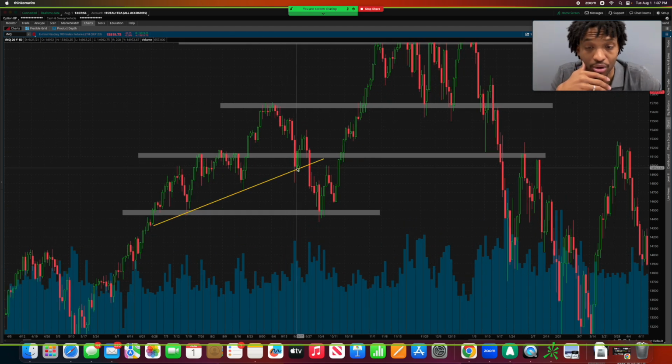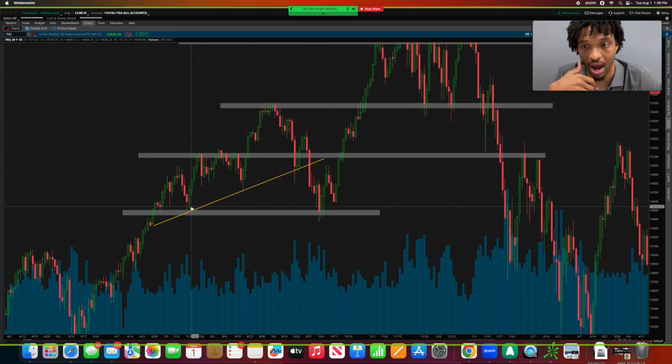Right, we make a move down. Boom, look where we bounce again, guys. We bounce again at this trend line. What does that mean? The buyers are still here. The market's still respecting these levels. The buyers are still respecting their levels, right? But at the same time, we are forming lower lows on this side, which indicates a trend reversal.